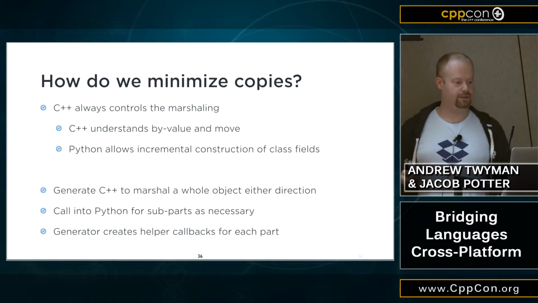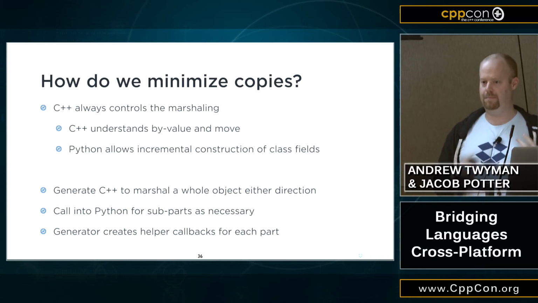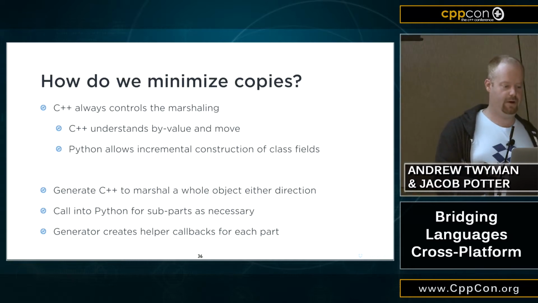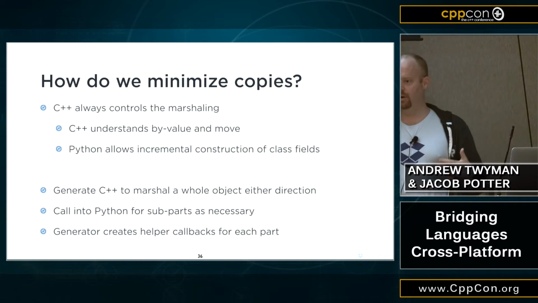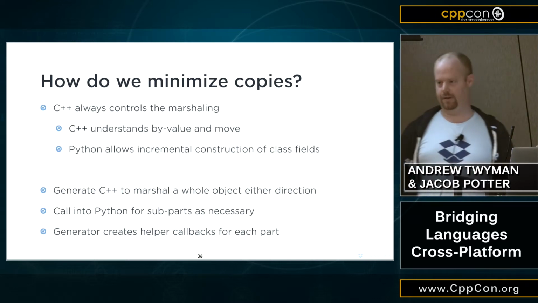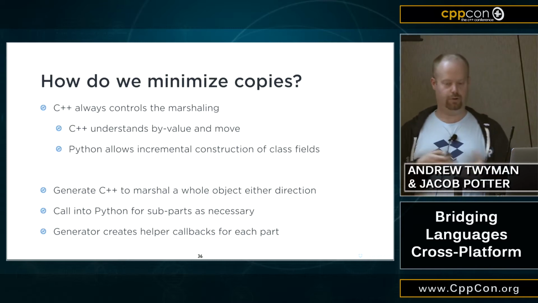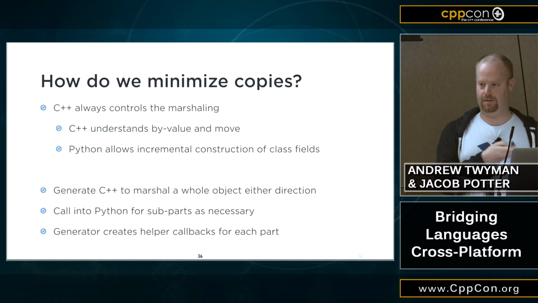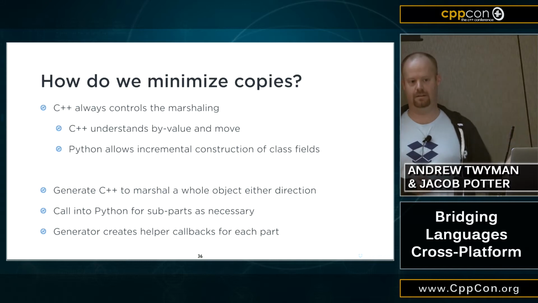The reason that makes the most sense for us is that C++ can understand by value and move semantics, which aren't meaningful in Python, but are very important to get right in C++. And on the flip side, Python allows you to incrementally construct objects of classes and add fields as you go, whereas our C++ objects want you to give all the fields in the constructor. So this direction lets us do that, as I'll show in the next few slides. So we always generate C++ to do marshaling of a complete object. And it can call into Python to get or set individual parts as necessary. And Djinni will auto-generate the helper callbacks that it needs in order to do that.